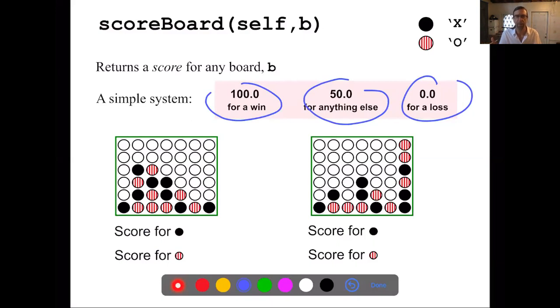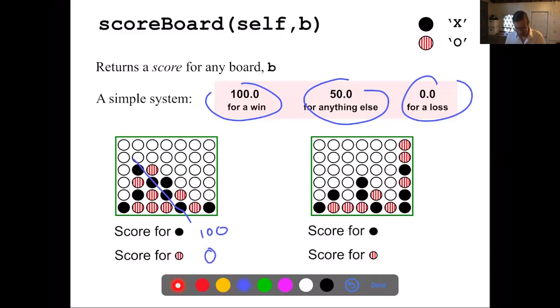Okay. And I see Max has already written in that the score for black is 100 because that's a win for black, right? There's four in a row right here. What about red? The first board on the left, what's the score for red? Is it a win for red? Okay, Jessica says 0, good. Yeah, 0, because it's a loss for red.